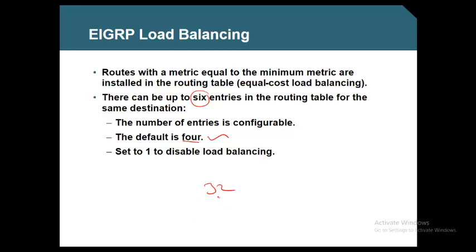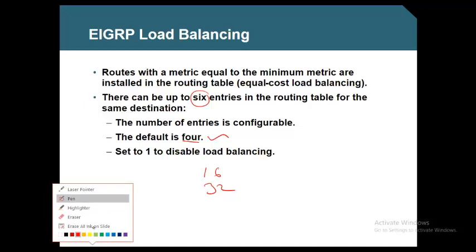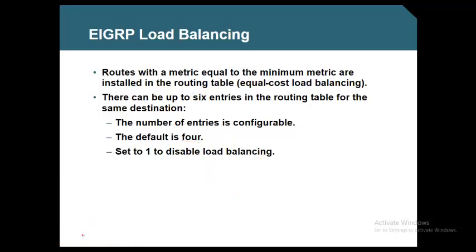How can we know that? For that, I want you to go to router EIGRP 100, enter. And then type max path and put question mark. What is the number you see? See, you can have up to 32 also. But by default, it is only 4.